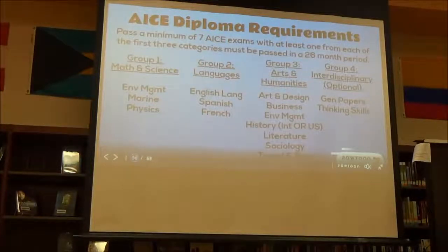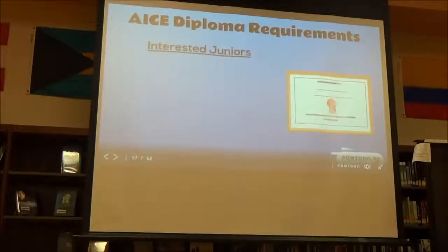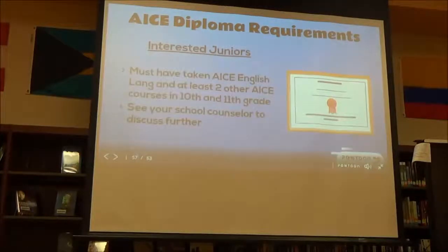So that's a really good measure for your student, because they have to have at least 1 credit of English language. If your child was successful or is currently being successful in English language, this might be something that they want to think about. So current juniors, if they have passed that AICE English test, and they have at least 2 other AICE tests from 10th and 11th grade, they should see their guidance counselor, because we're going to want to talk to them about what we would need to get for them for their senior year, and we're going to help them pick those classes. We're going to talk to them about the application process. They should come and see us.